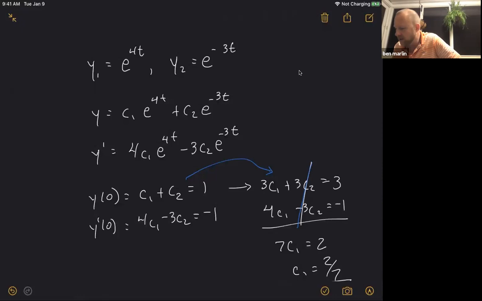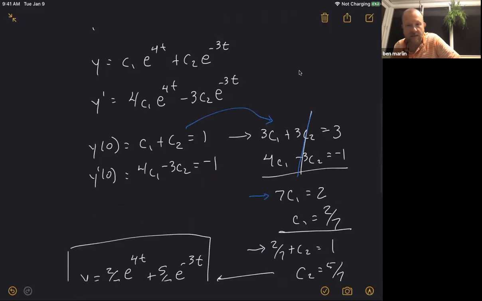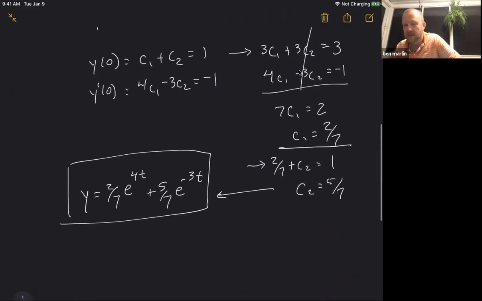And then I would have 7c1 equals 2, and that would tell me immediately that c1 has to be 2 7ths. Then I can plug that back into either one of those equations in order to get 2 7ths plus c2 equals 1, and then from that I can figure out that the c2 has to be 5 7ths. So the solution we were looking for to this initial value problem had to be 2 7ths e to the 4t plus 5 7ths e to the minus 3t. Cool so far? All right.